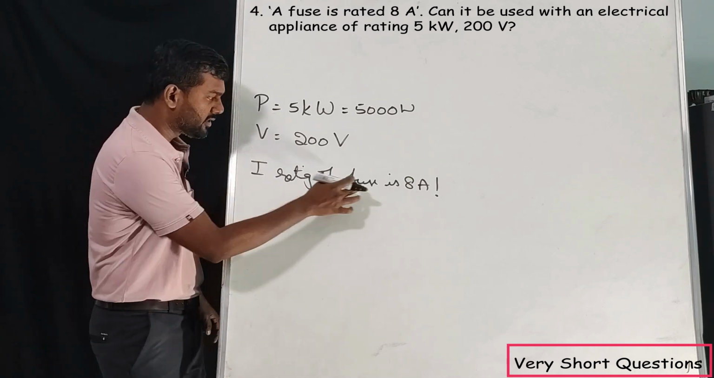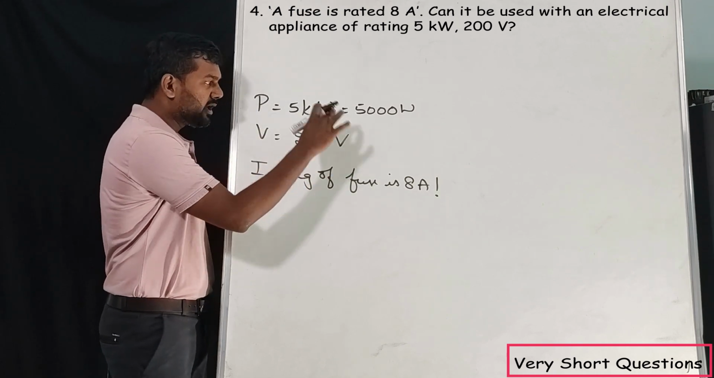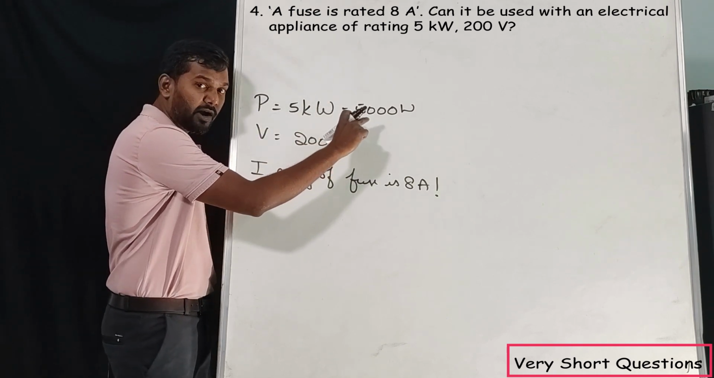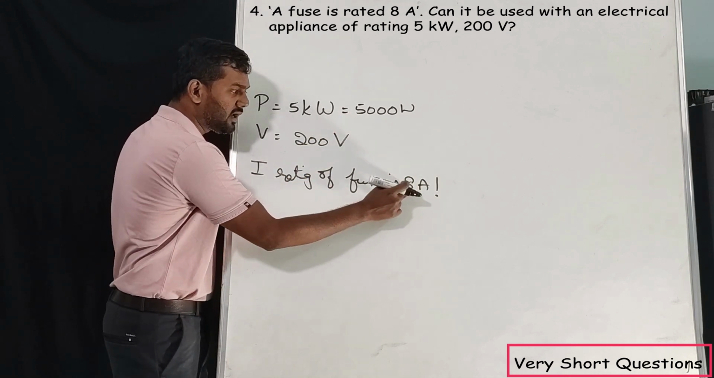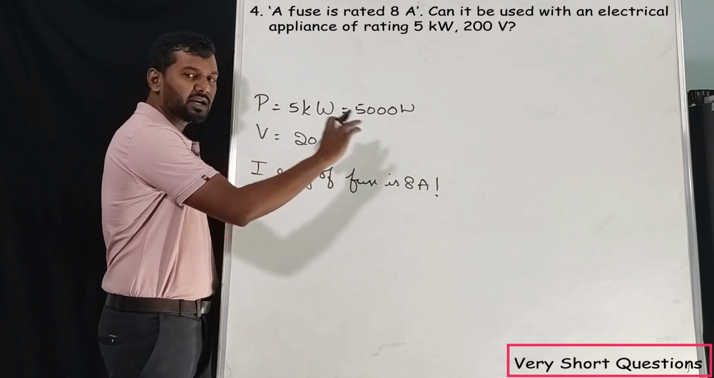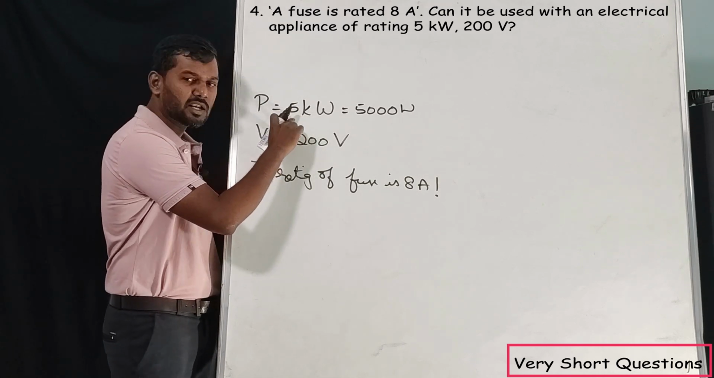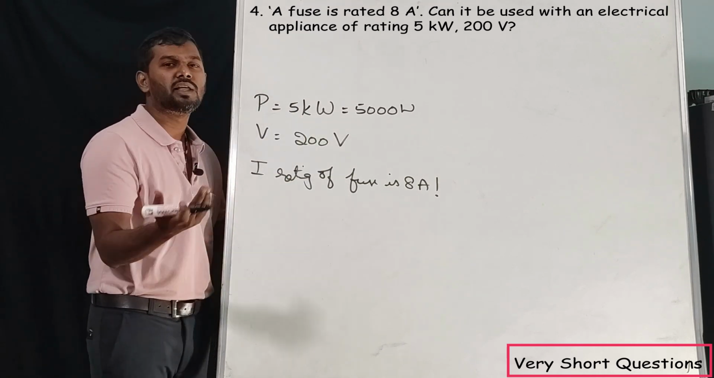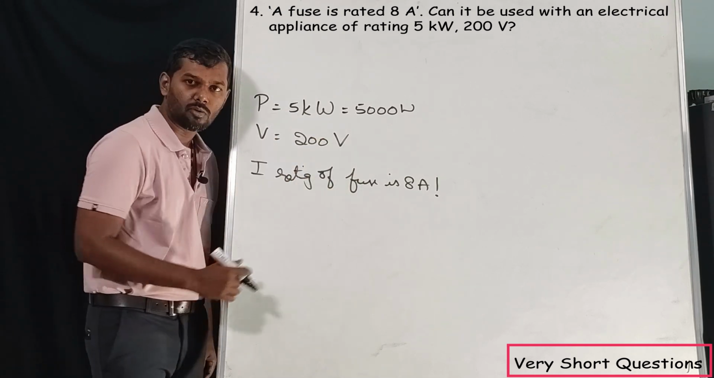This is the main point about this question. They have given the current rating, we have to find the current in the circuit. Whatever current we find should be less than the current rating of the fuse. If that is the case, we can use it. If the current in this circuit is more than the fuse rating, then there is no use of using the fuse. First we will calculate the current.